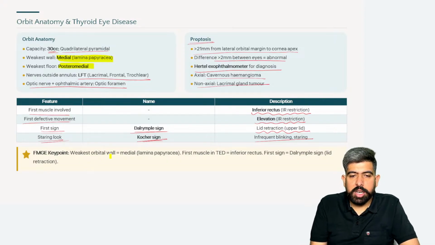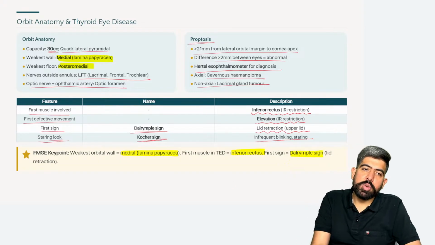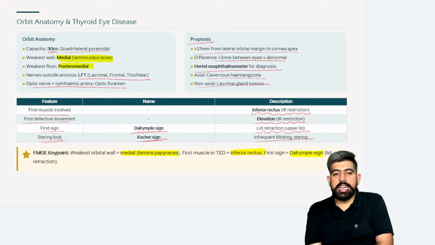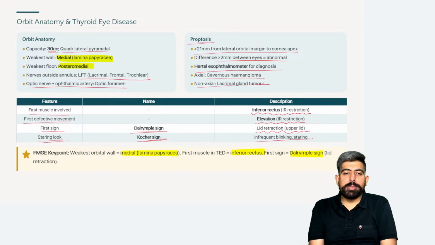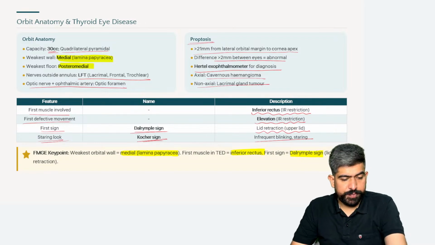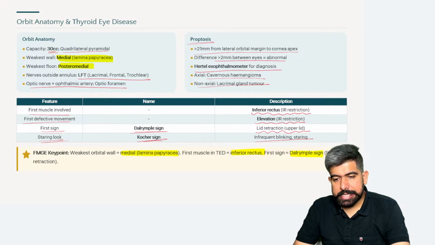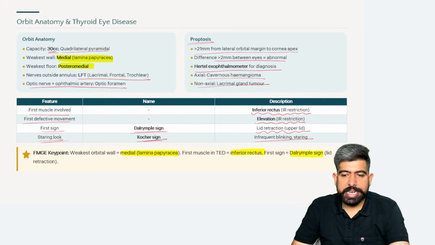What is the weakest orbital wall? It is the medial wall. Please remember. And the first muscle involved in thyroid eye disease is the inferior rectus. The first sign, remember Dalrymple's sign, which is known as lid retraction. So these are the three important FMGE key points which you have to remember in orbit and thyroid eye disease cases. Clear? Moving forward.